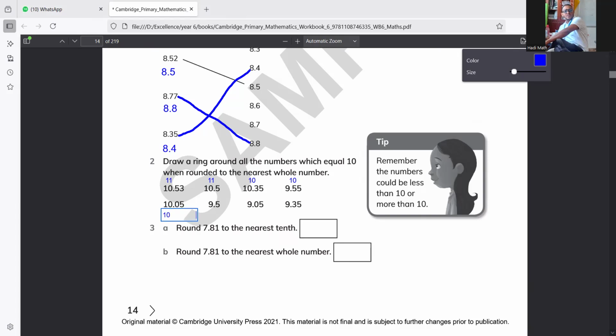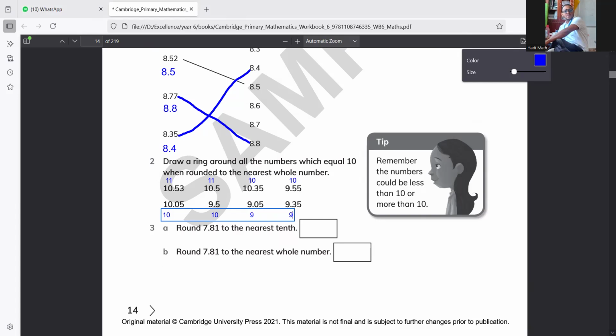This one is 9.5. The whole number is 9. Look on the right, there is 5. 5, you add. It's going to be 1 plus 9 is equal to 10. This is 9.05. The whole number is 9. Look on the right of the whole number 9, there is 0. Then you don't add. So the answer will be 9. This one, the whole number is 9. Look on the right of it, there's 3. 3 is less than 5, so you don't add. So the answer will be 9.